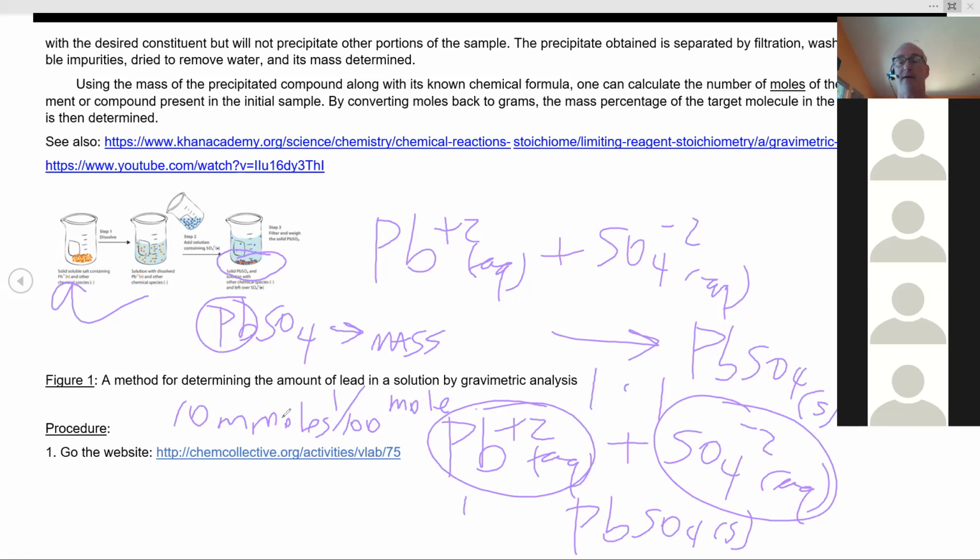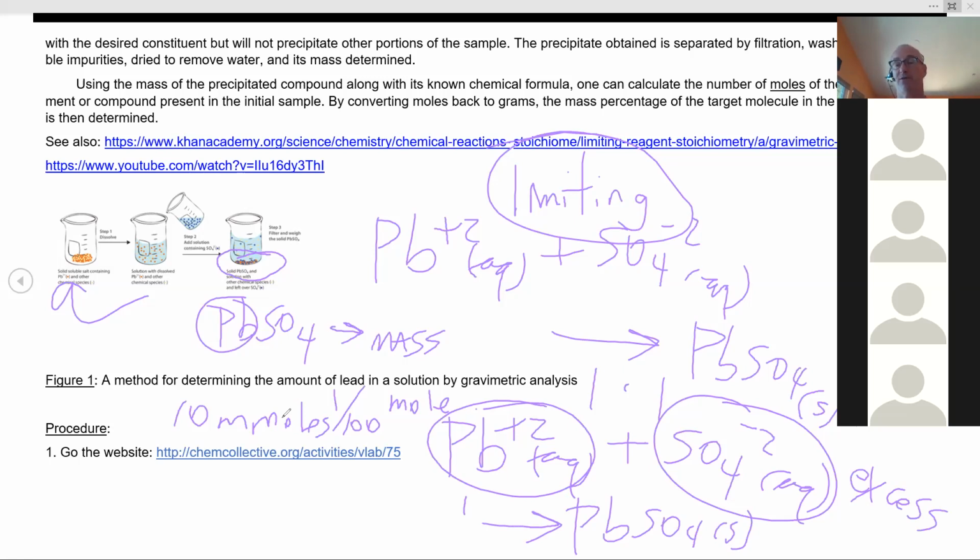You're going to get the same amount because we say that the lead is limiting. That is a limiting reactant. And then we're going to get into this more later. But a limiting reactant basically means what it says. It limits the amount of product you can get. And the sulfate is in excess. So basically that means we can add as much sulfate as we want. We can add more and more and more. We're not going to get any more precipitate because it's limited by the amount of lead.